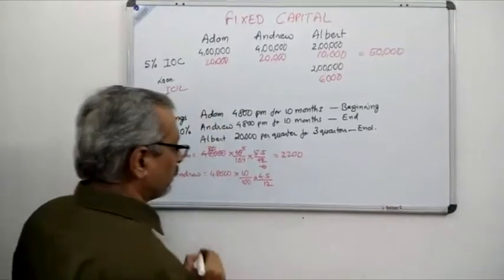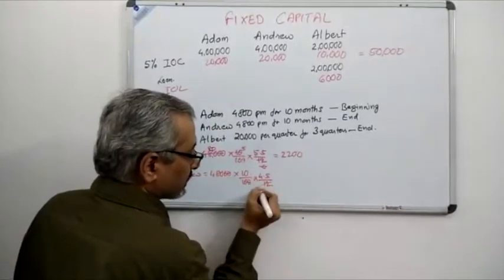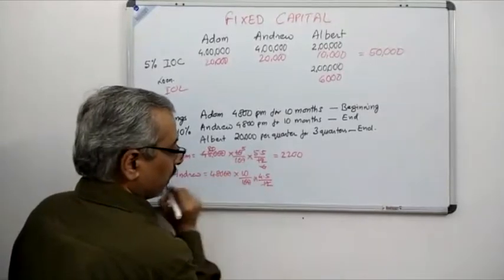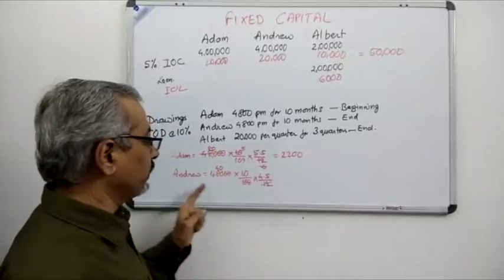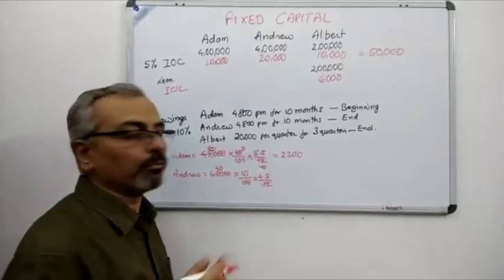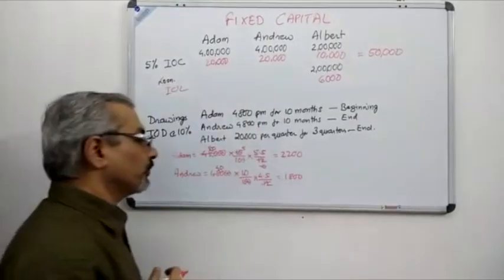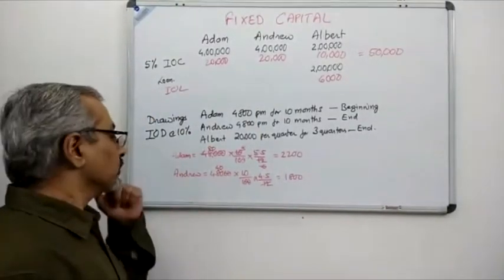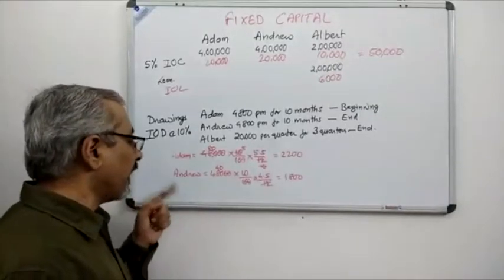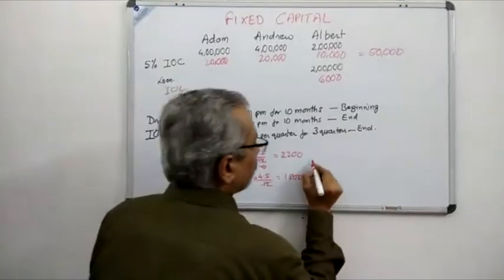4.5 divided by 12. So if you are cancelling out these zeros over here, you are cancelling this 12 and this over here, how much you get over here? You get a 40. So we have over here 400 into 4.5, which gives us 1800. So this is how we calculate for Adam and for Andrew. Now we are left with Albert.